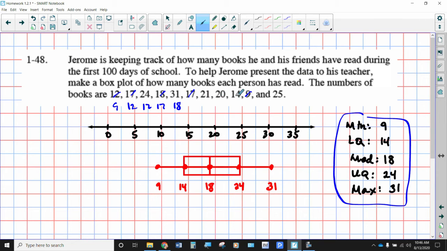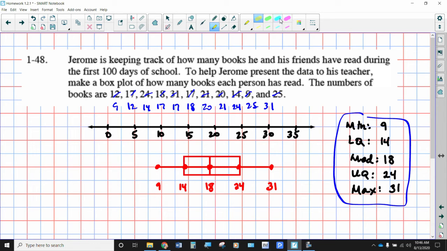Oh, there was a 14 in there. Well, let's go ahead and do this. Let's put the 14 there, then this other 17, and then the 18 can go here. So I've got the 14, and then we've got 20, 21, 24, 25, and 31. So let's make sure we got 11. 1, 2, 3, 4, 5, 6, 7, 8, 9, 10, 11.